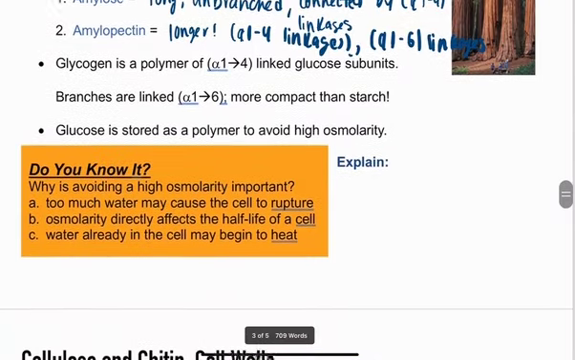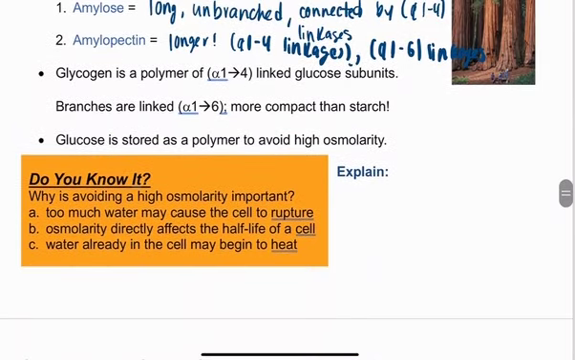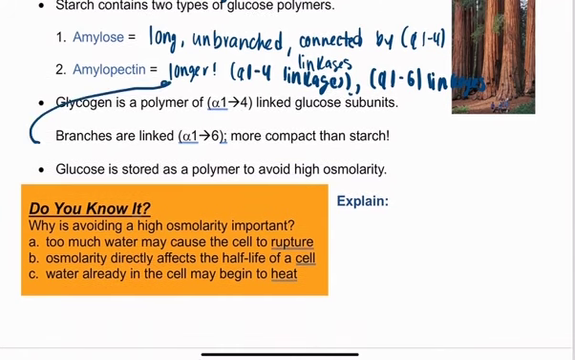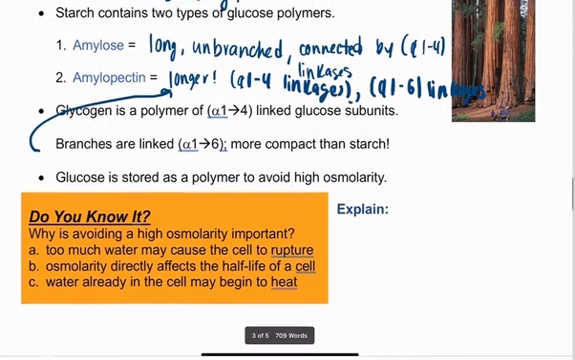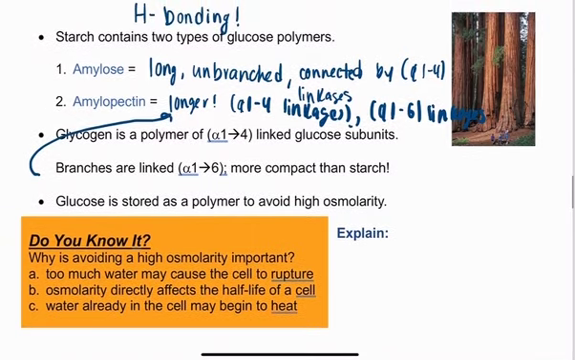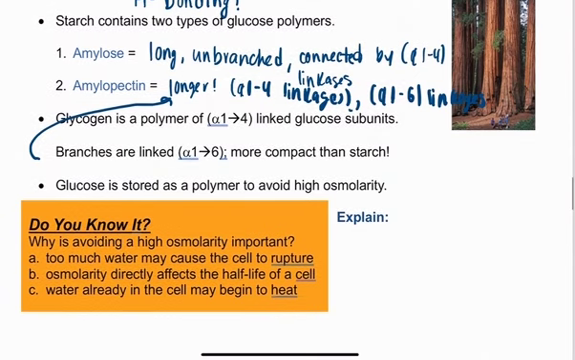Glycogen is a polymer of alpha 1 to 4 linked glucose subunits. Branches are linked alpha 1 to 6, so it's more compact than starch. And this is just what we wrote out right up here. Okay, glucose is stored as a polymer to avoid high osmolarity.